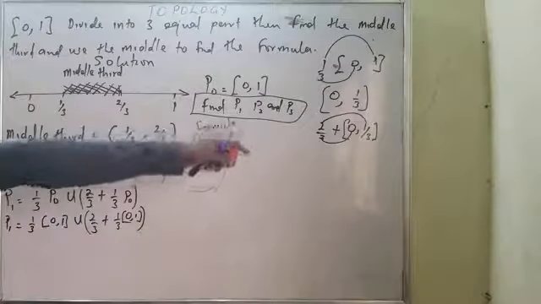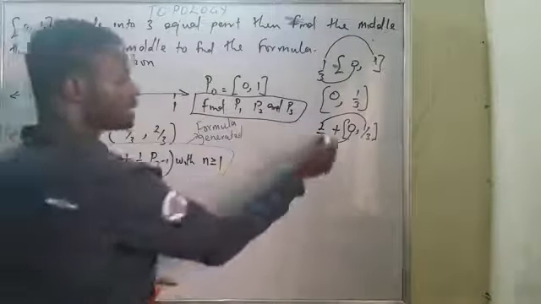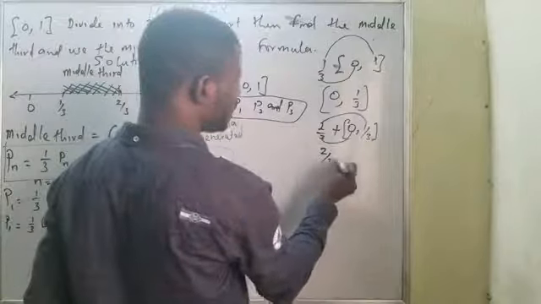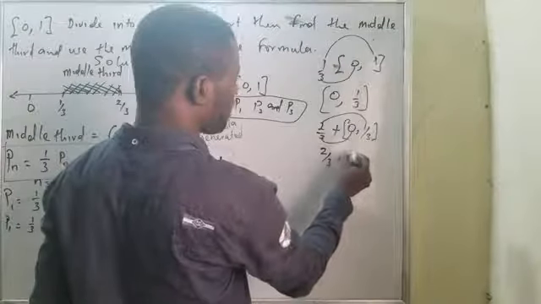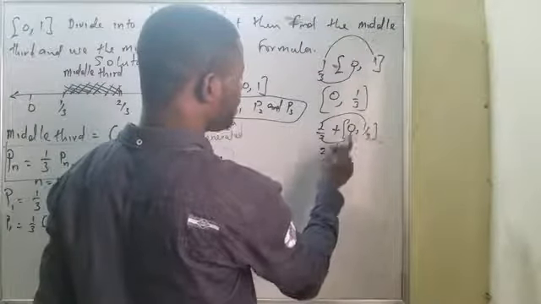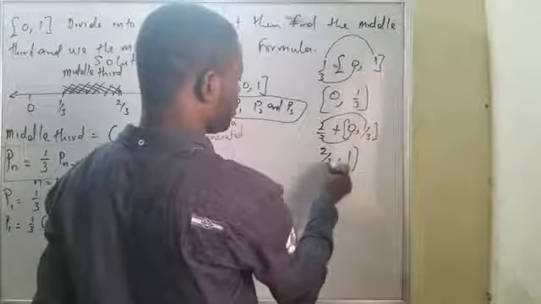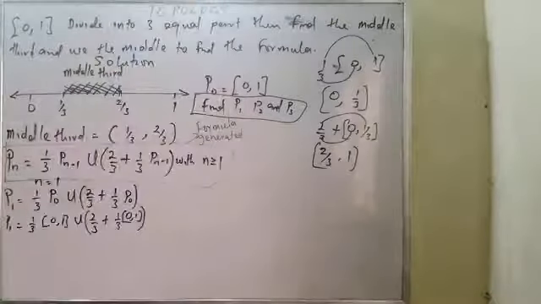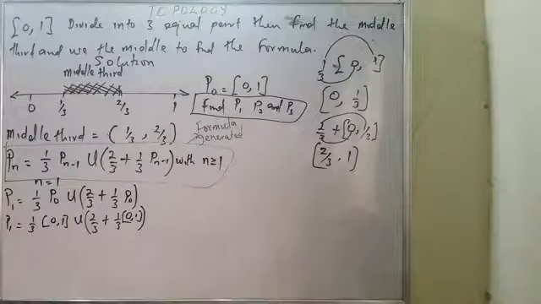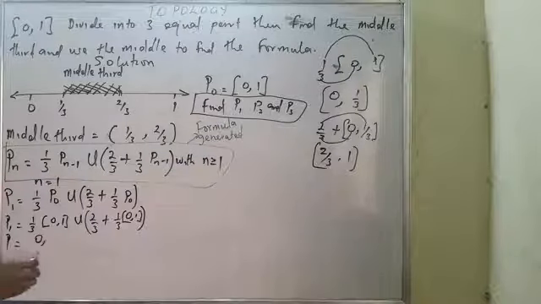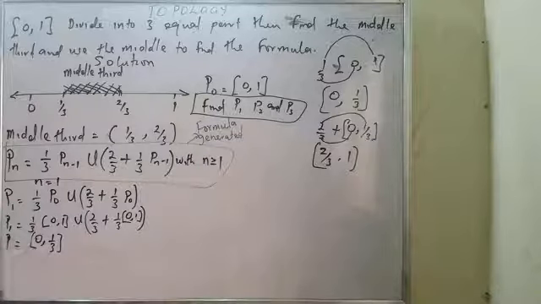Please take note of that very well. This plus that, and it means 2 all over 3, comma, the LCM is 6, and that is going to be 1. Take note of that. By so doing, I'll be having my P1 equals 0, 1 all over 3 closed. Please take note of that.